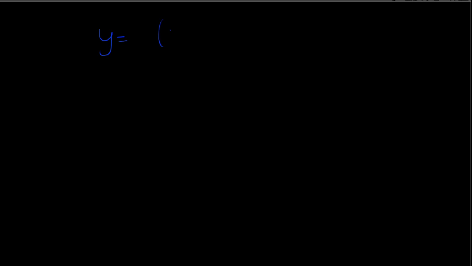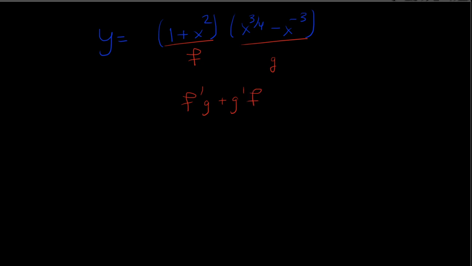y equals (1 plus x squared) times (x to the 3/4 minus x to the negative third). I'm going to call 1 plus x squared f, x to the 3/4 minus x to the negative third g. I want f prime g plus g prime f. The derivative of f is 2x. We'll leave g alone.